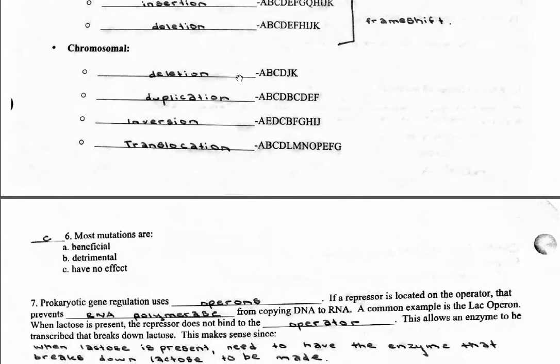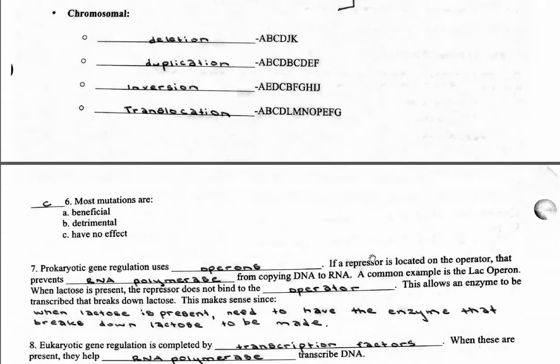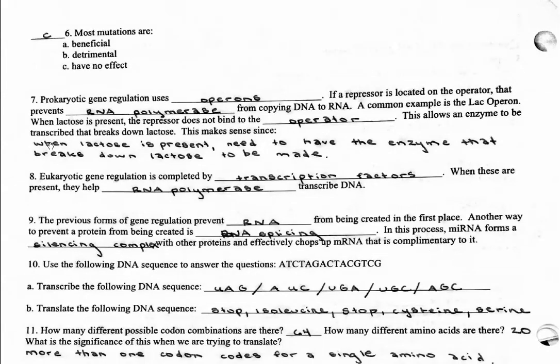Okay, chromosomal, here I deleted it. Here I duplicated the B, C, D. Here I inverted it, so I flipped it. Right? So instead of B, C, D in that order, it's backwards. And here I translocated a section. So here I've got this random section that has no place, and so it's translocation. Remember, chromosomal is big chunks of chromosomes. Point is just a single change in the nucleotide. Okay? Most mutations have no effect. Beneficial means they're helpful. Detrimental means they hurt. So most have no effect.